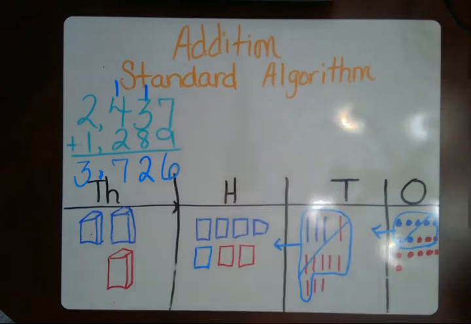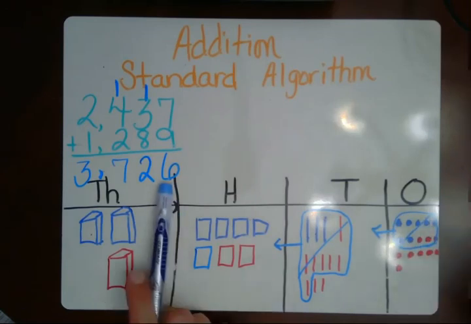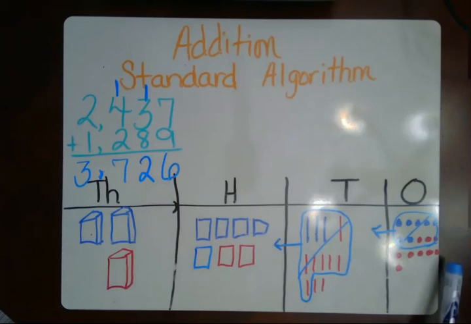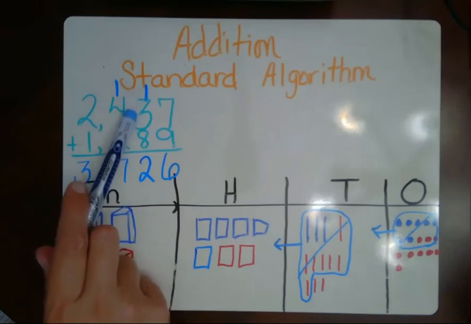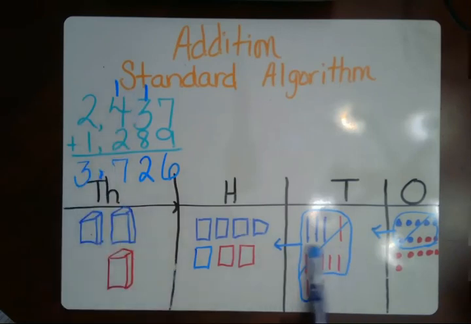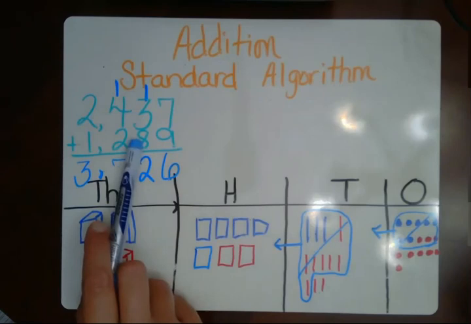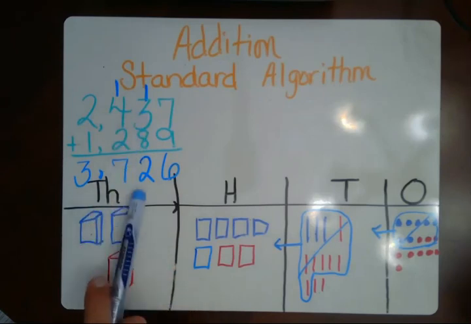7 plus 9 is 16, which is what we had over here. But we put our 6 down, which is what we had left after we regrouped 10 of them to make a 10. 1 plus 3 is 4. That's what we had here. And then we added 8 more. 4 plus 8 is 12.